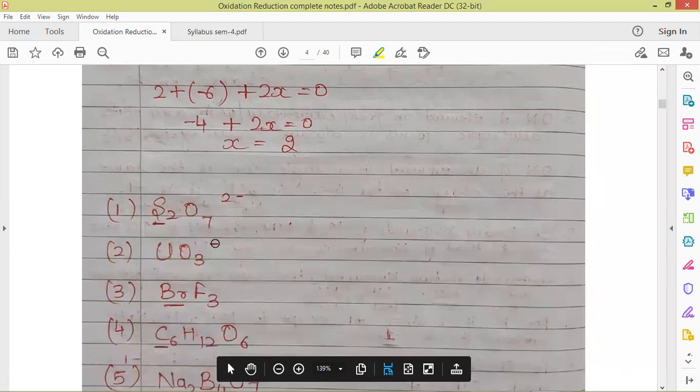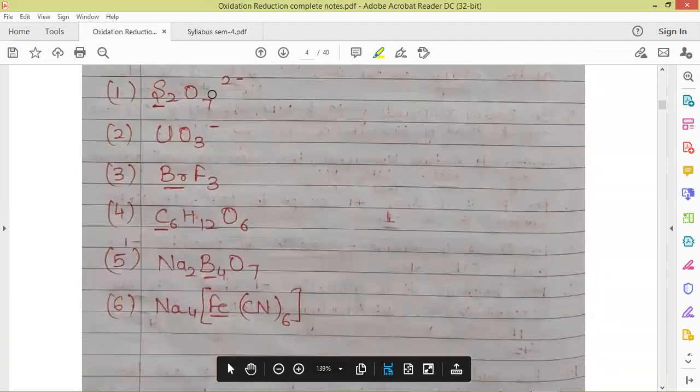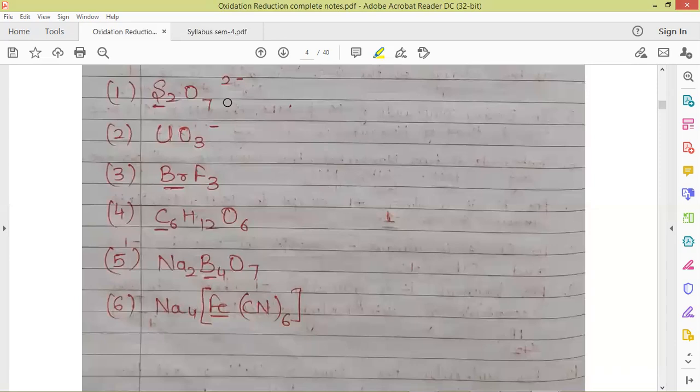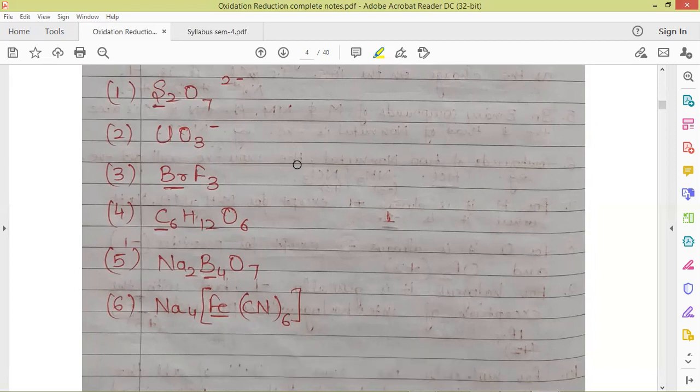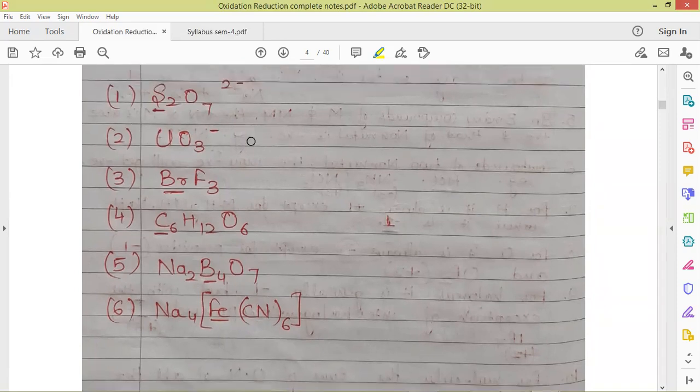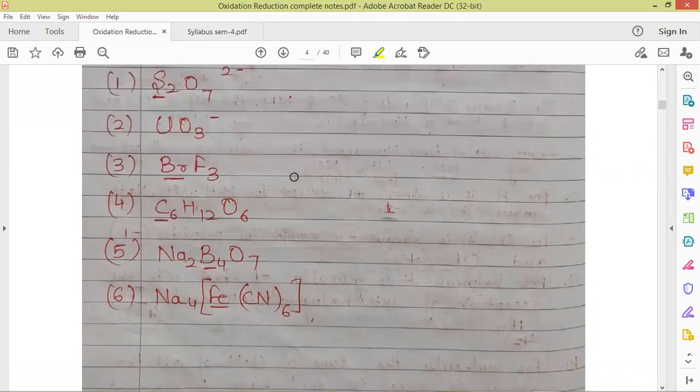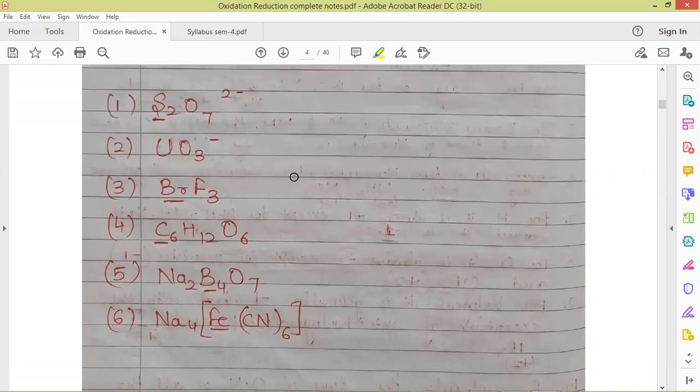In S2O7, so these are a few cases which are your practice questions. You will be finding the oxidation number of the underlined atom in these molecules, and you will be giving the answers in the comment section of this video. If you find any problem, you can also point that out in the comment section. I'll appreciate it if you solve these questions on your own after reading the rules.